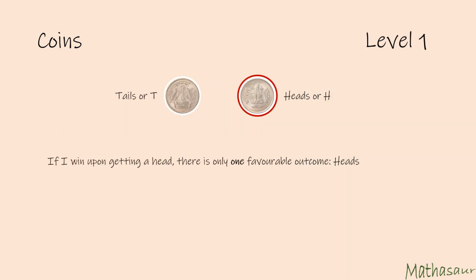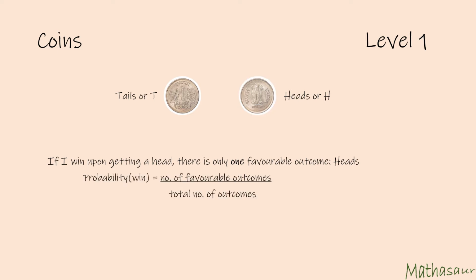If I win upon getting a head, there is only one favorable outcome, heads. So the probability of winning would be the number of favorable outcomes divided by the total number of outcomes, which is equal to 1 by 2 or half. Similarly, the probability of losing a coin toss would be 1 minus the probability of winning, which is 1 minus 1 by 2, which is also 1 by 2.